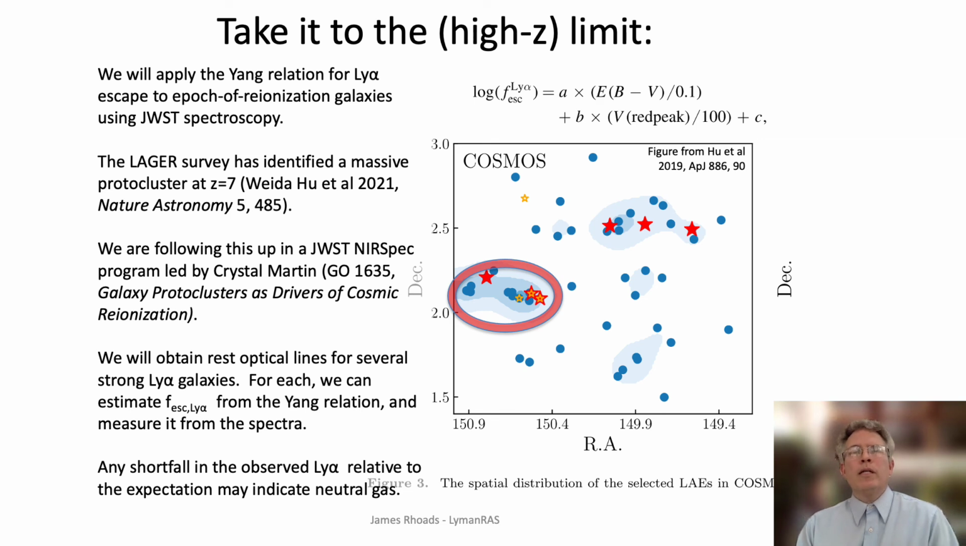But on top of that, we can take the H alpha from JWST and the Lyman alpha from our ground-based spectra and measure that ratio and see whether the observed Lyman alpha fluxes are as strong as we would predict using this Yuan relation up here. And if they're not, it'll serve as evidence of residual neutral gas near those objects. There's a reasonable chance, in my view, that we will find little residual neutral gas there because this is a strong protocluster and should be a strong source of ionization in the early universe, but we shall see.